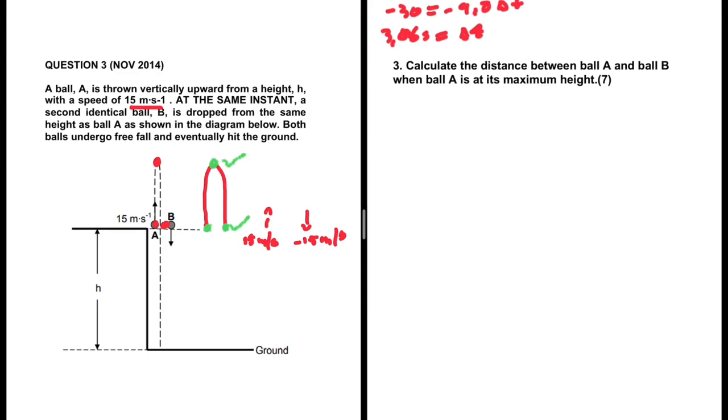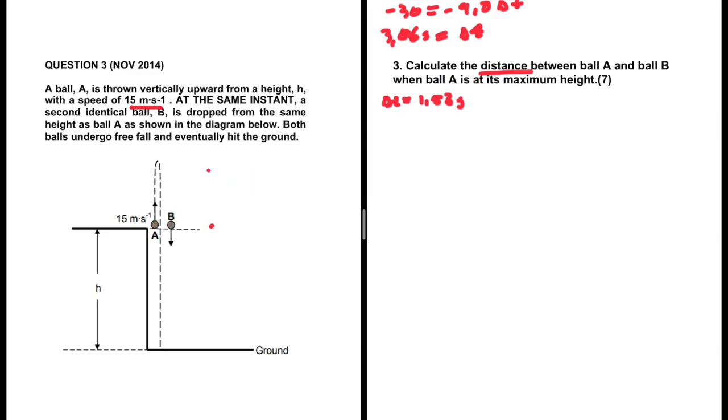How much time is taken by ball A to reach its maximum height? We know fully well that it takes 1.53 seconds. So there we go, we have our time. Like I've said previously, when a question is talking about distance, you have to be thinking of displacement. How can you calculate displacement? In 1.53 seconds, ball A reaches its maximum height.